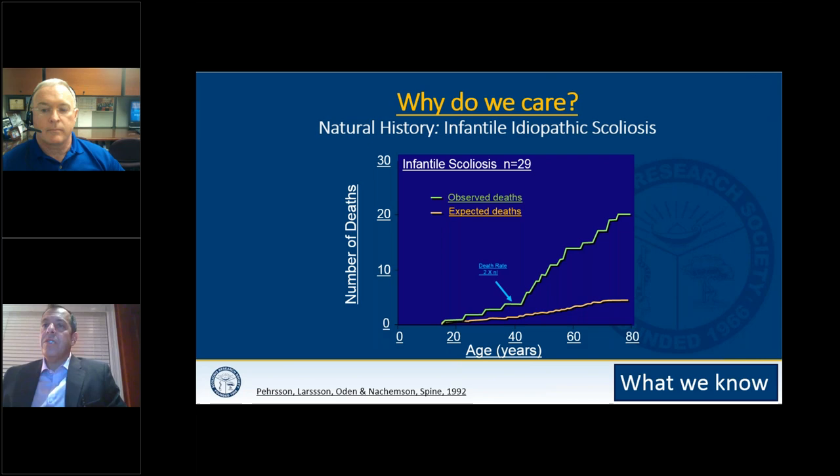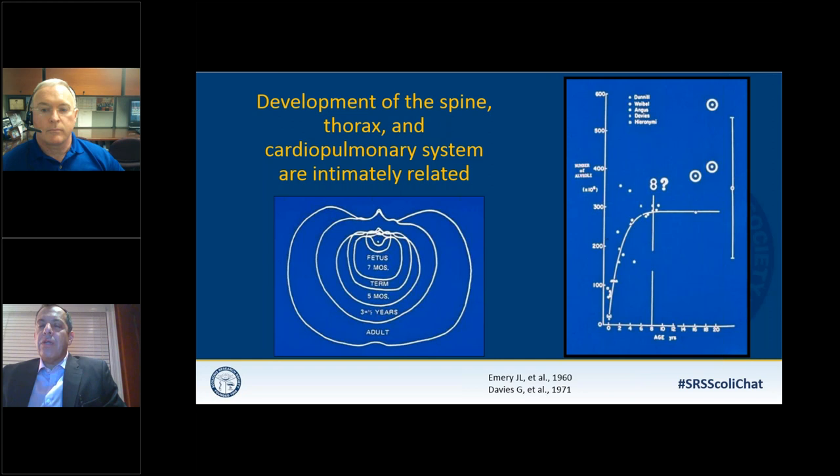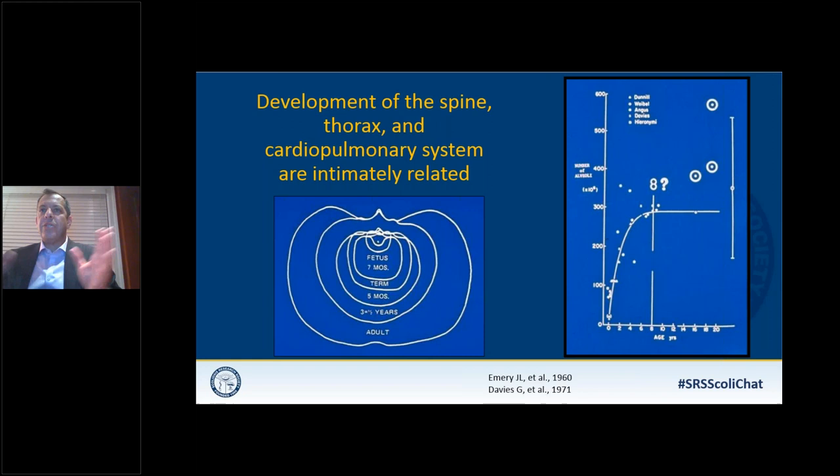It's now pretty well understood that kids with early onset scoliosis have poor outcomes and poor natural history because of the intimate developmental relationship between the thorax, the heart, and the lungs. Basically, the thorax or the chest wall determines the pace and amount of alveolar hypertrophy. So if your chest wall is too small, your lungs literally don't develop, your alveoli don't multiply, and you end up with an amount of pulmonary tissue that's essentially incompatible to sustain life.